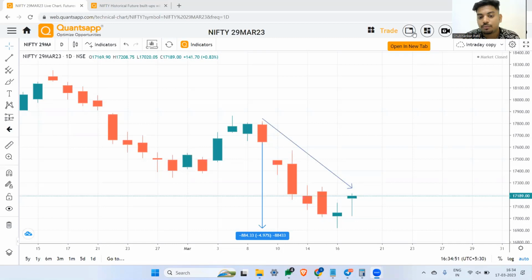Did you check this move out which happened in Nifty? 880 points cut in Nifty, which is a 5% down move happening in Nifty from 9th of March. High to low I'm talking about. So it's an 880 points down move in Nifty.